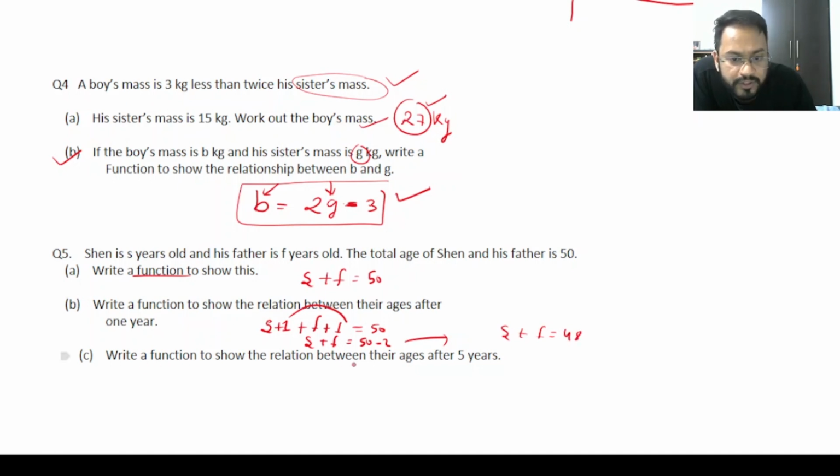Write a function to show the relationship of their ages after 5 years. So after 5 years, Shan will be 5 years elder and his father will also be 5 years elder. They were 50 at that time. But because these are like terms, father plus Shan is equal to 50 minus 10, because 5 plus 5 is 10. So the relationship will be S plus F is equal to 40.